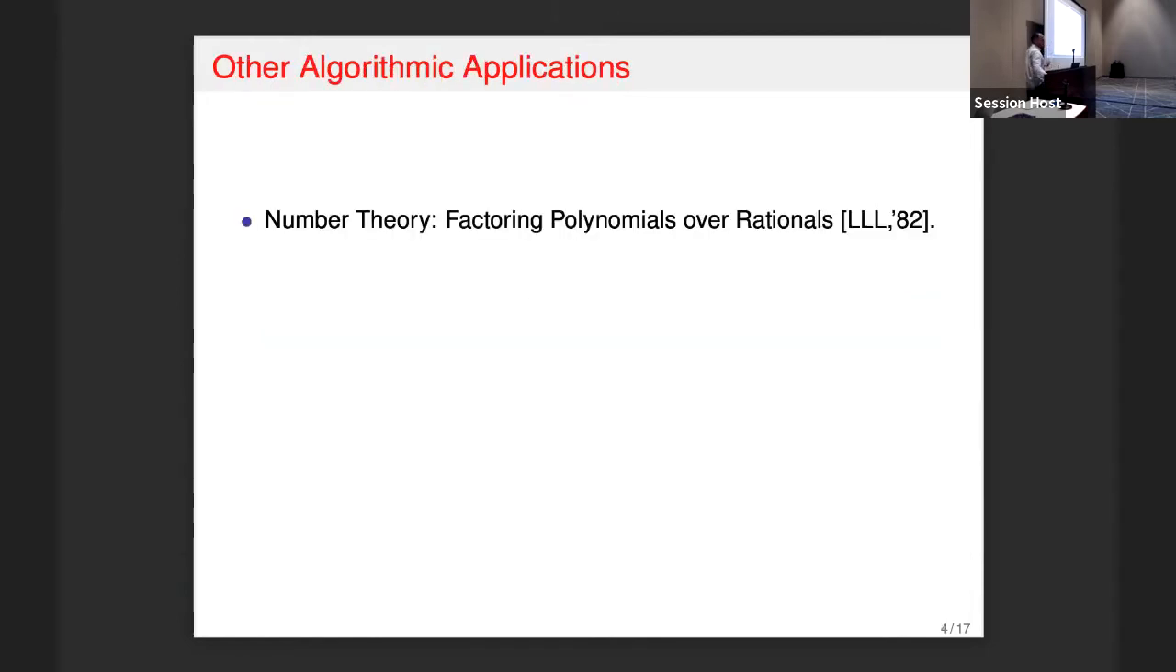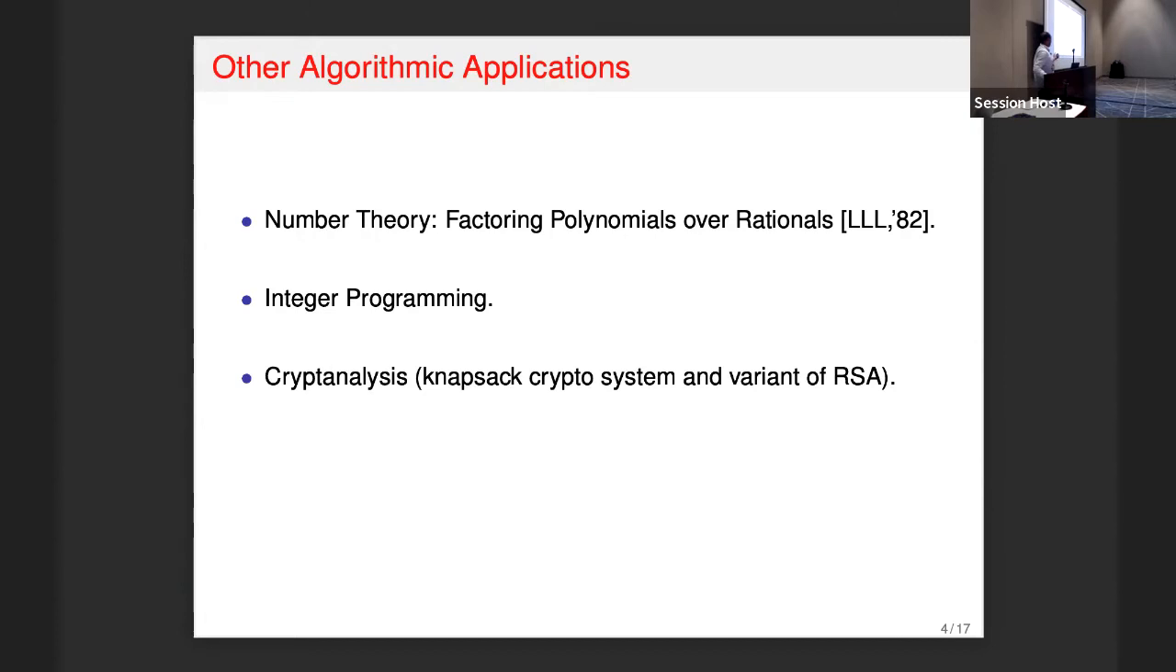In number theory, lattices are used for factoring polynomials over the rationals. They have applications in integer programming. We can also use lattices for cryptanalysis. A few examples are attacks on the Apfel-type crypto system and variants of RSA. And very recently, lattices were used to show the average-case hardness of the k-sum problem. These are a few other algorithmic applications of lattices. Now we have seen why we want to study lattices. Let's talk about what a lattice is.